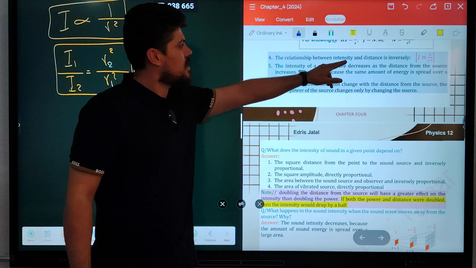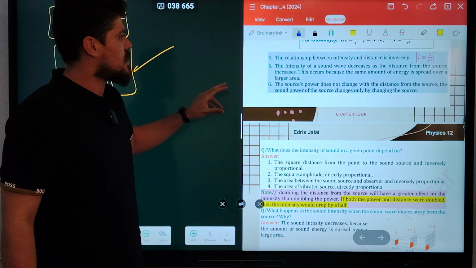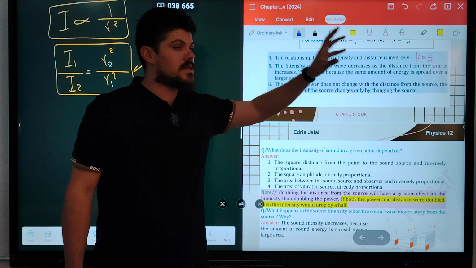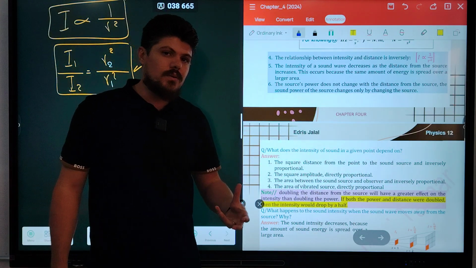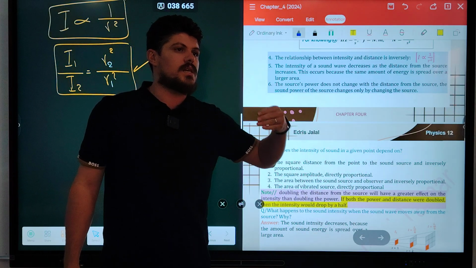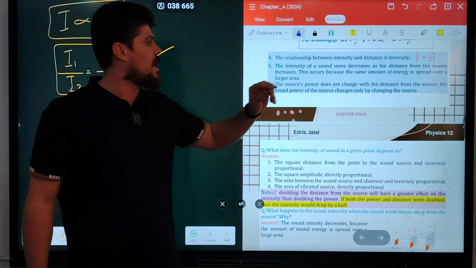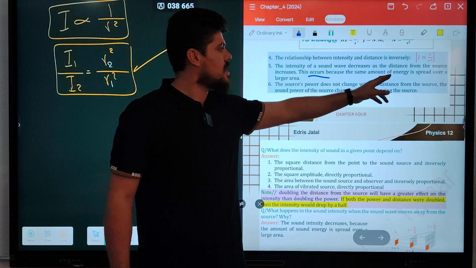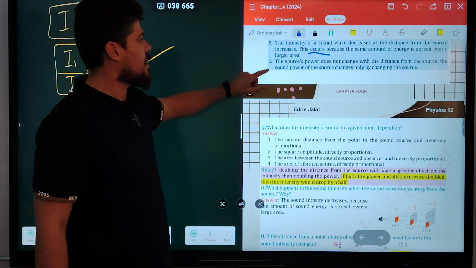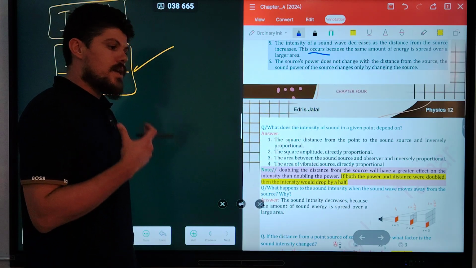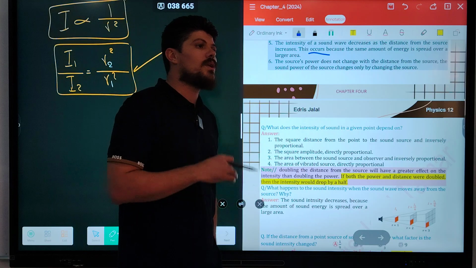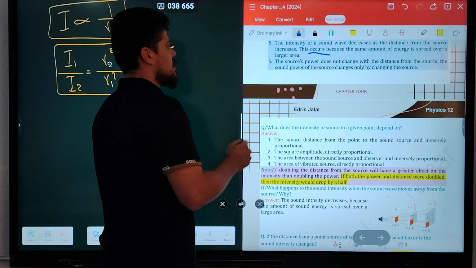The relationship between intensity and distance is inversely proportional. The intensity of a sound wave decreases as the distance from the source increases, at constant power. This occurs because the same amount of energy is spread over a larger area. The source's power does not change with the distance from the source. Only the intensity of the sound changes.